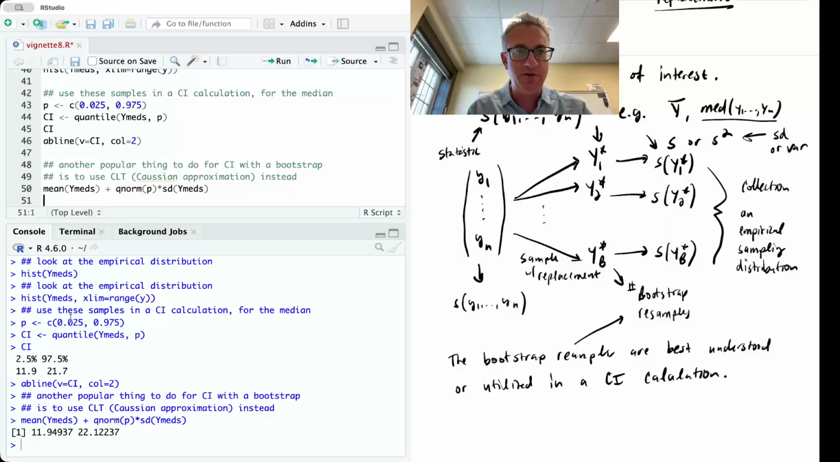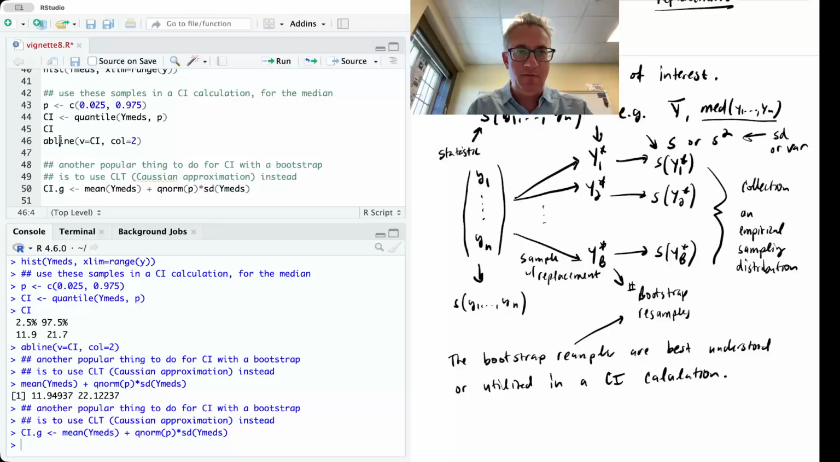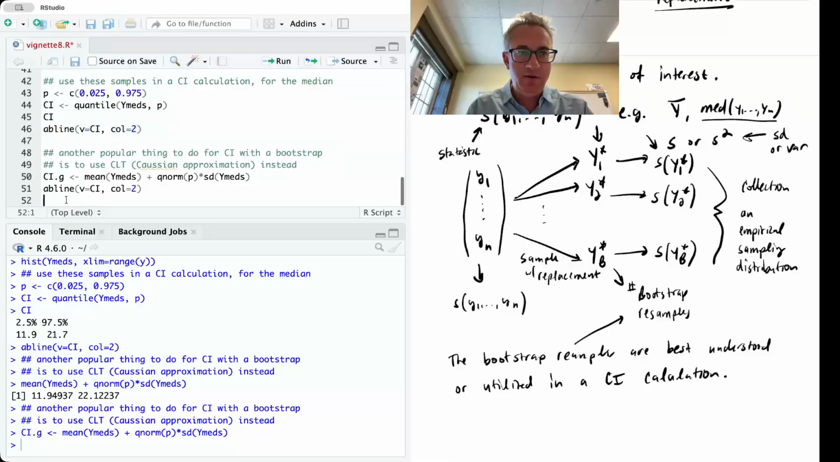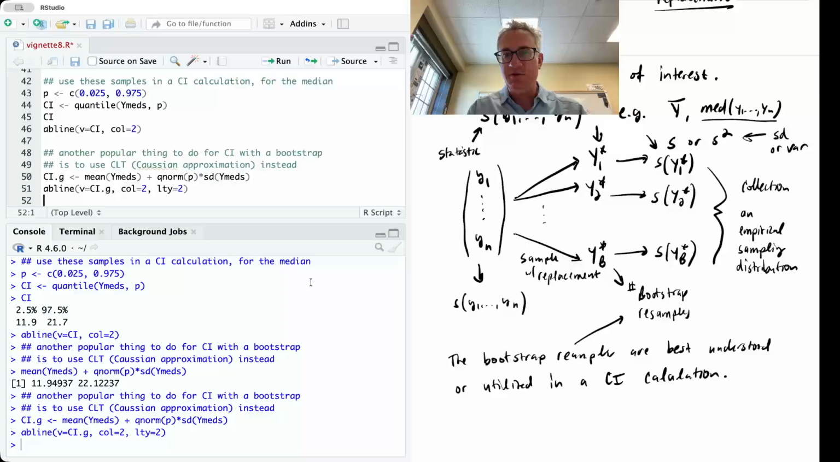So if I put this on there, it's called a CI G for Gaussian, and then I do abline with that and make it dashed. You can see that the left one is nearly identical and the right one spread out just a little bit. So that's an alternative way to make this confidence interval calculation.